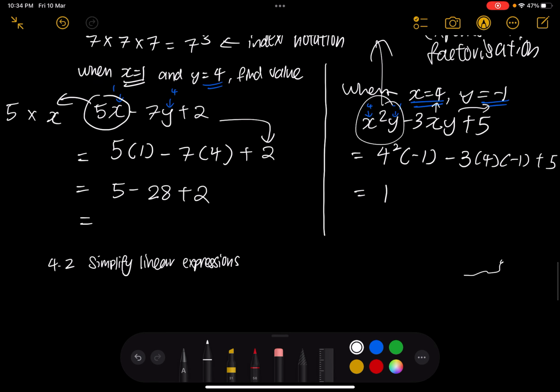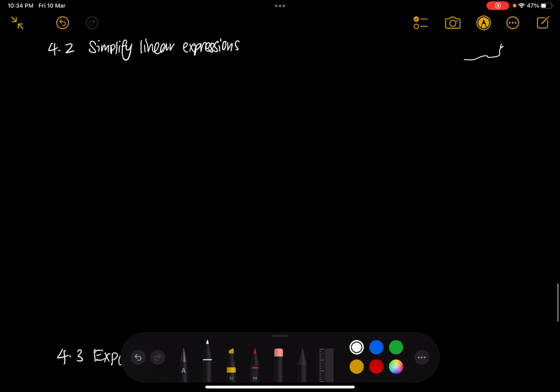Okay, this is minus 21. Any mistakes so far? No, I don't think so. So this is your 4.1 in a nutshell. I think that's about it. There are still problem sums though, but I'm going through the simple parts. So that is your 4.1.